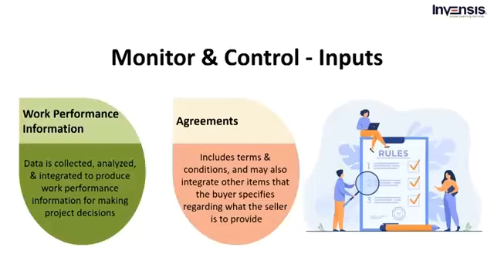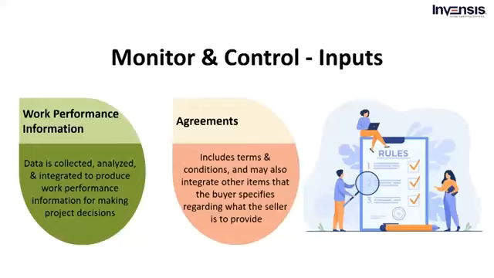Work performance data is a direct output of the direct and manage project work process. Here, the data is collected, analyzed, and integrated. This produces work performance information for providing a solid understanding for making project decisions. For example, with the performance information, project managers can understand the status of deliverables, the implementation status of change requests, and the expected completion time.